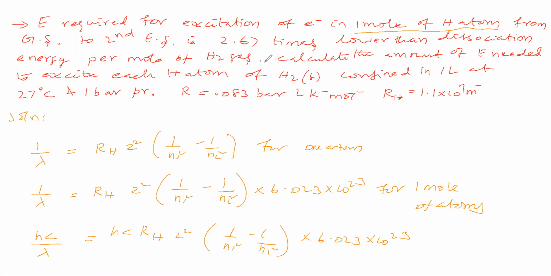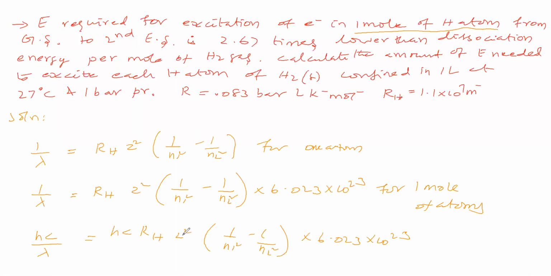2.67 times lower than this one. Like that they said. Next, that means now in this case, these values we know. Z is hydrogen, N1 is the ground state, N2 is the excited state. These values we will substitute now.